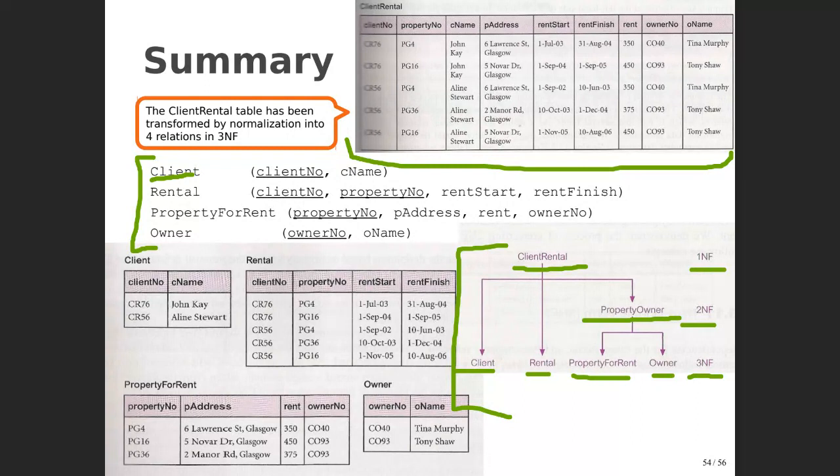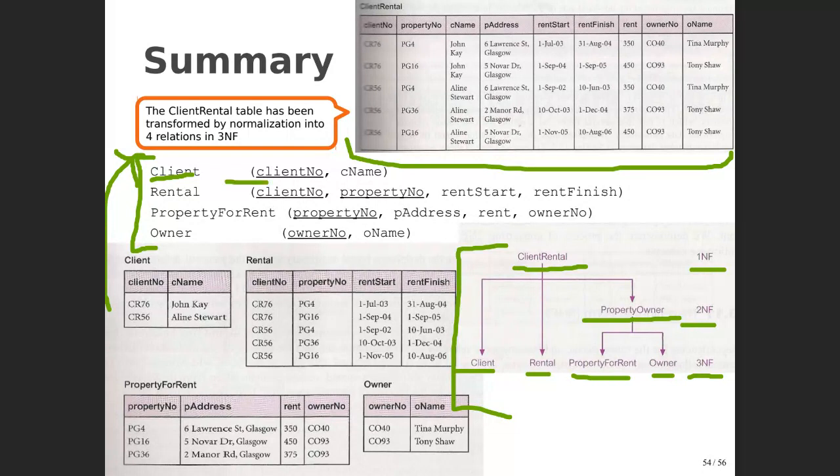Each relation can be converted to its relational schema by having the name of the relation, and inside round brackets you can list all the attributes included within that relation, and don't forget to underline the primary key.